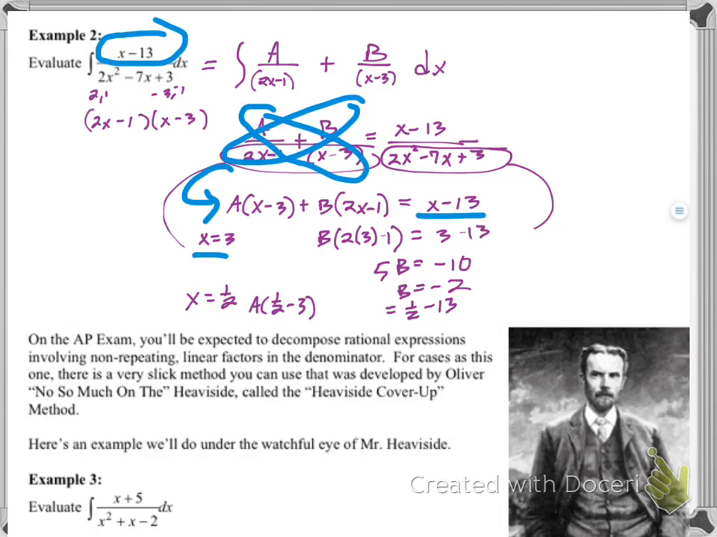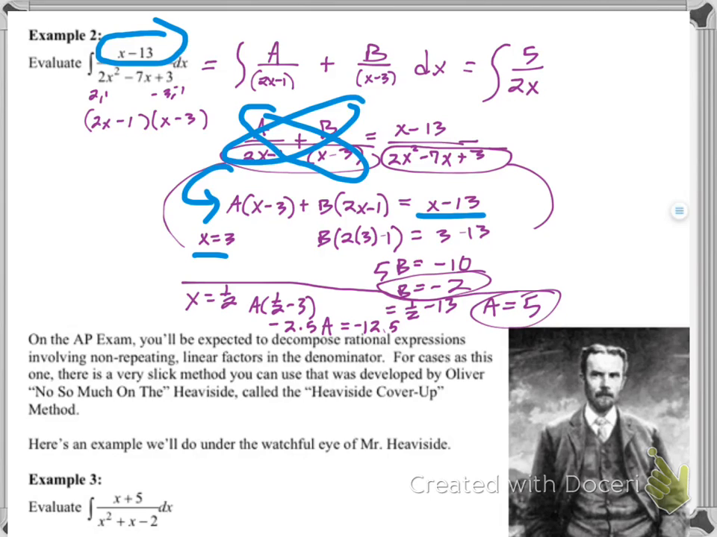So the B cancels, we're left with A times 1 half minus 3, and on the right, 1 half minus 13. Probably should put a little divider there, it's getting a little condensed. And what we find is negative 2.5A equals negative 12.5 on the right. If you divide it out, A is 5. There you go, we got B and A, negative 2 and 5 respectively. We'll put them back in, and there you go, we decomposed this.